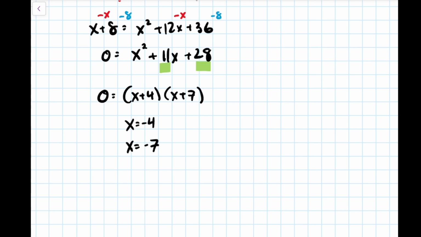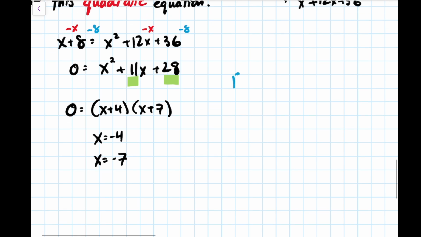If you don't remember how to solve by factoring or how to solve by completing the square or quadratic formula, make sure you go back to the chapter 4 videos that cover all those topics and just do a little bit of review. All right, so we've got solutions. Let's look at our restrictions.